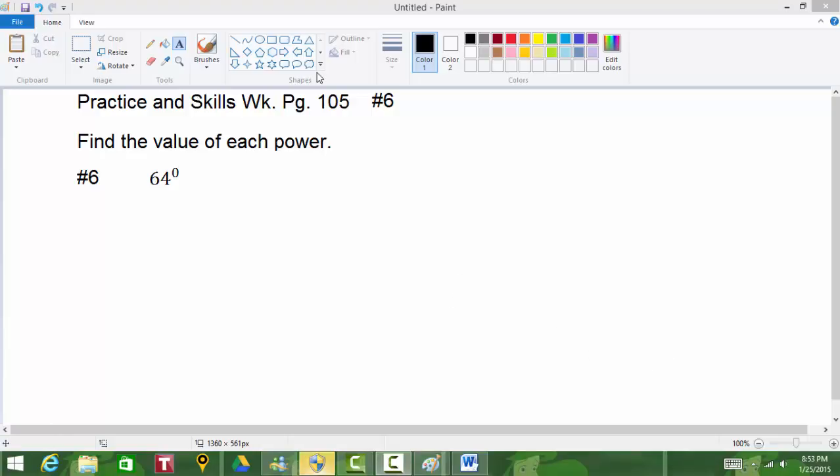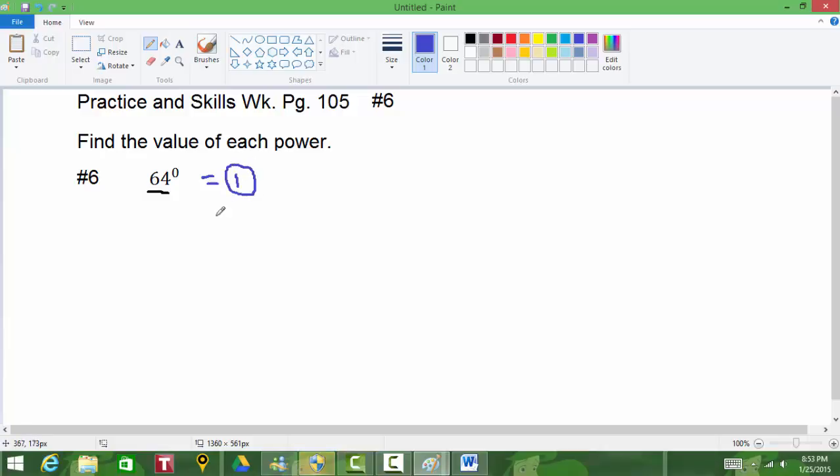So what I'm going to go ahead and do on this one is think about our definition of what it means to go to the 0 power. If we have a base and our base is raised to the 0 power, our answer will always be a 1. It doesn't matter what it is. If you have 2 to the 0, you'll get a 1. If you have 5 to the 0, you'll get a 1. In fact, if you have a negative 3 to the 0, you'll still get a 1.